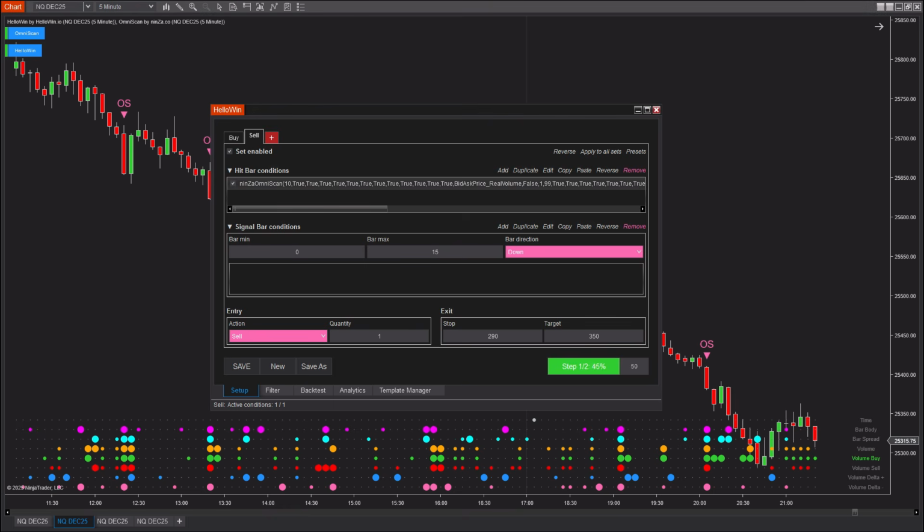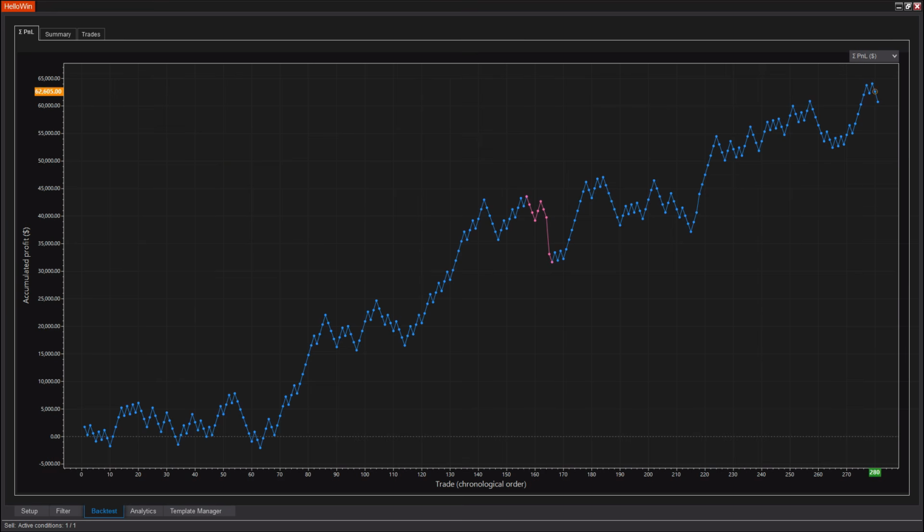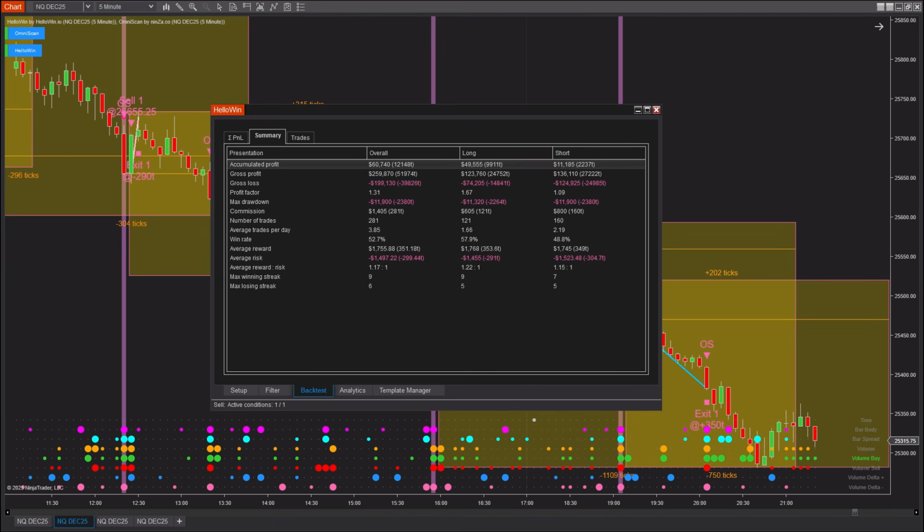And here are the backtest results on NQ. The P&L curve rises steadily with a clean and consistent structure. Total profit reached $60,000, while max drawdown remained at just $11,900. This means the system produced 5 times more profit than its maximum risk, which is an exceptionally strong performance.